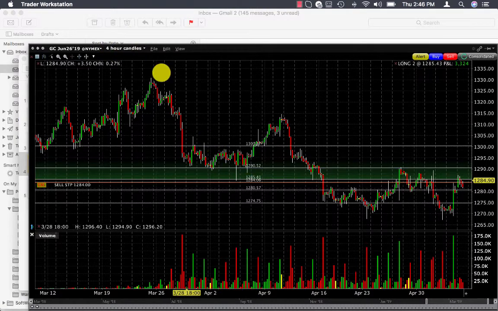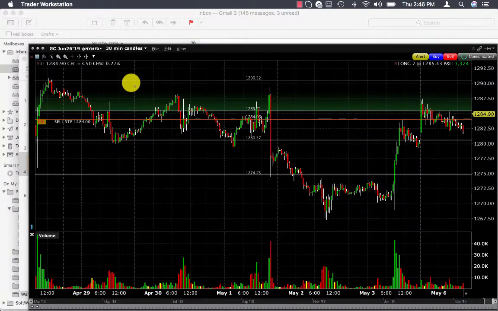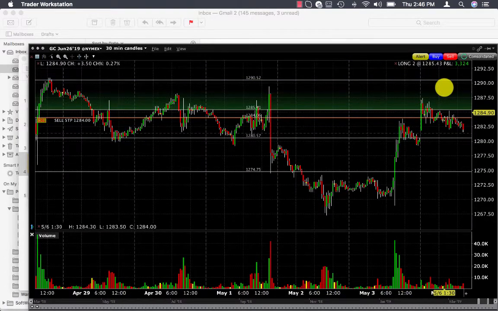So I look at large time frames. Now you can scroll back out and go down here to a shorter time frame, which is the 30-minute, which is what I'm on now, and I actually have a trade on.